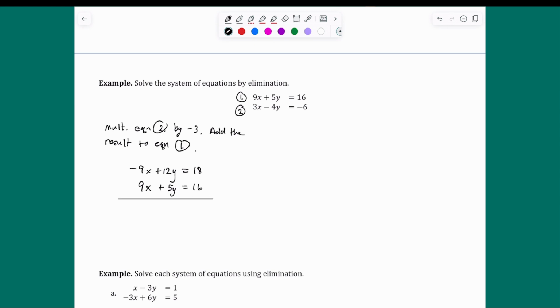So adding these together, we see the x's cancel like we set out to do. So now we get 17y equals 34. Dividing both sides by 17 gives us y equal to 2.